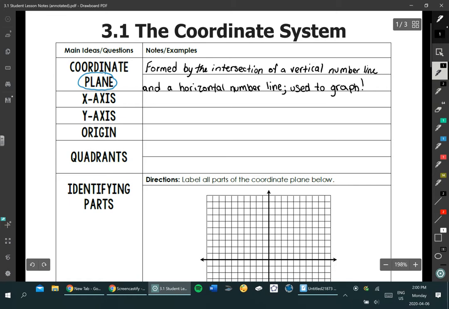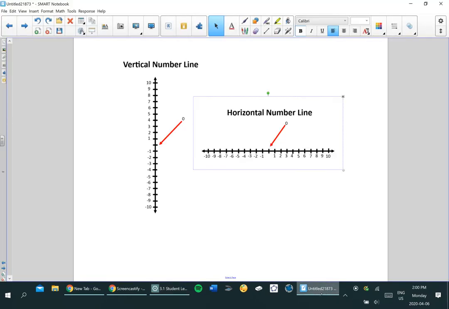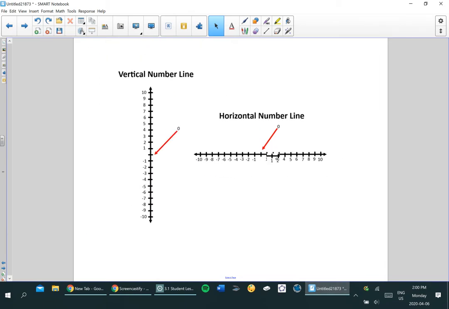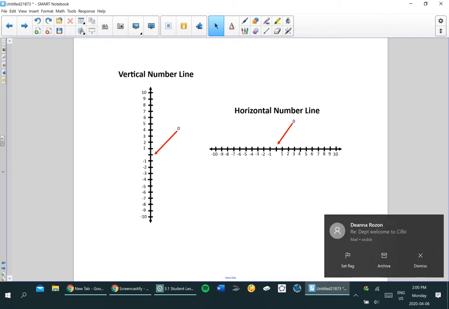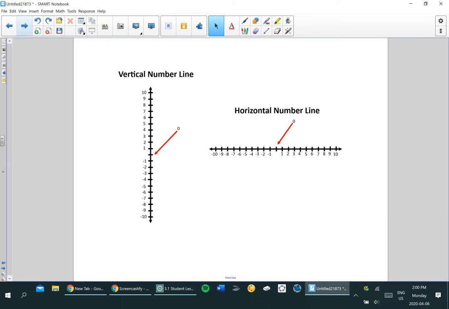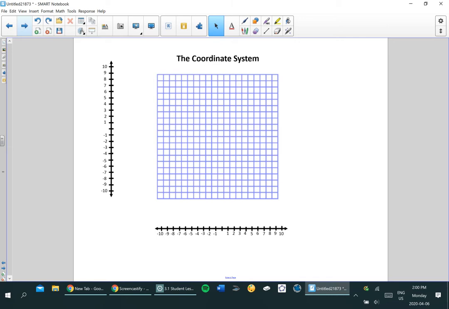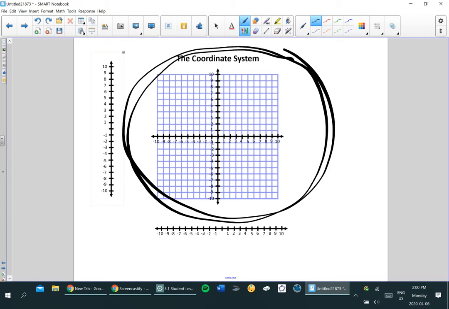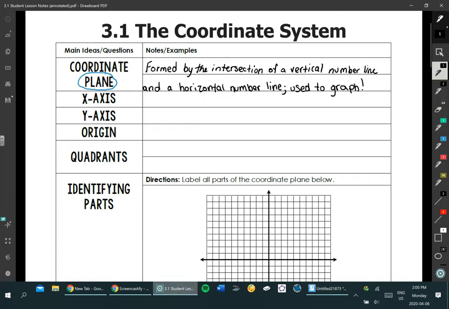Okay, so what do I mean by this intersection of number lines? Well, let's just have a quick look over here. So we can see we have this vertical number line and we have a horizontal number line. What happens is when we put these two together, we take the vertical number line and we take the horizontal number line and we simply let them intersect. So what we've just drawn is our coordinate system. All right, let's go back to the notes.